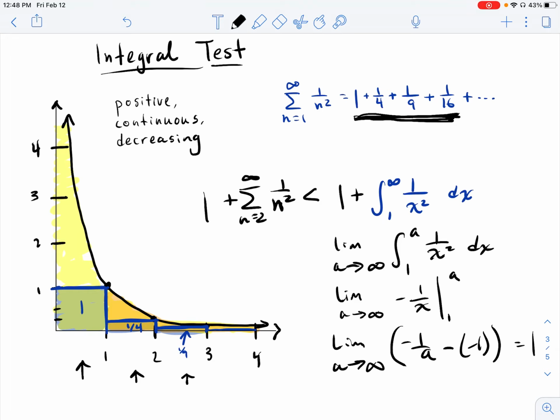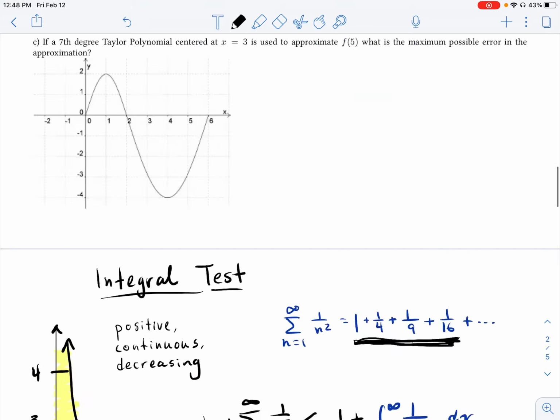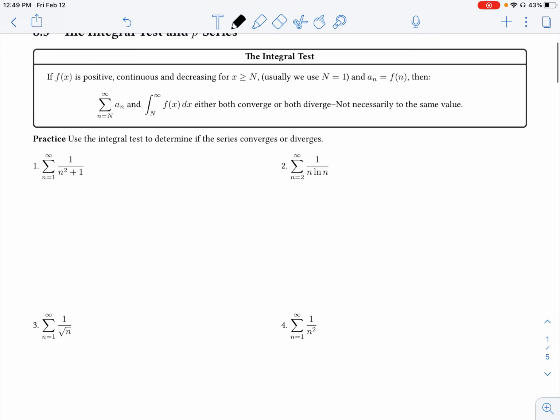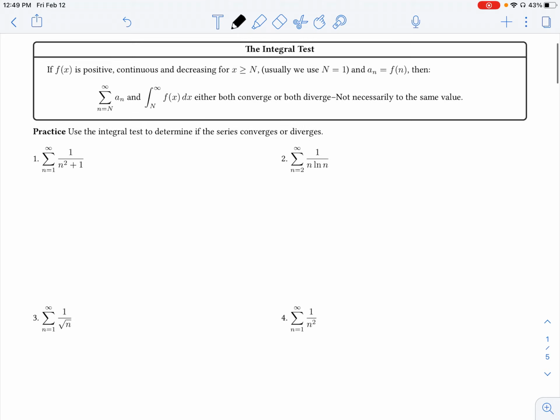So again, I encourage you to watch that video. It does a much better job of articulating this reasoning here, but hopefully that makes sense to you. And if you've done that, now let's go ahead and try a couple of quick problems with this. I'm going to just do the first two because I think for the rest you can use either the integral test or the P-series test, which I'll discuss in the next video.